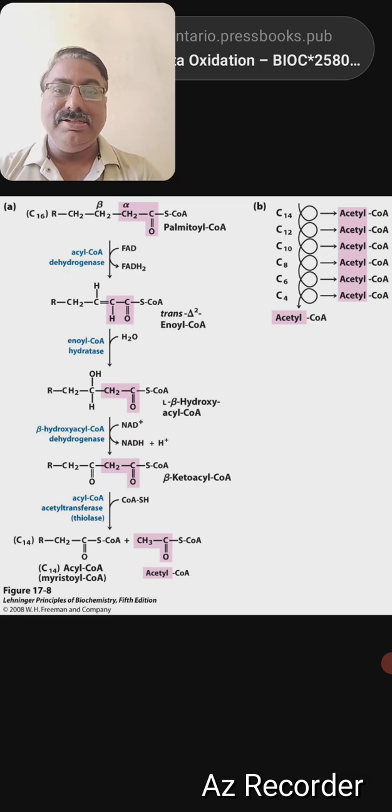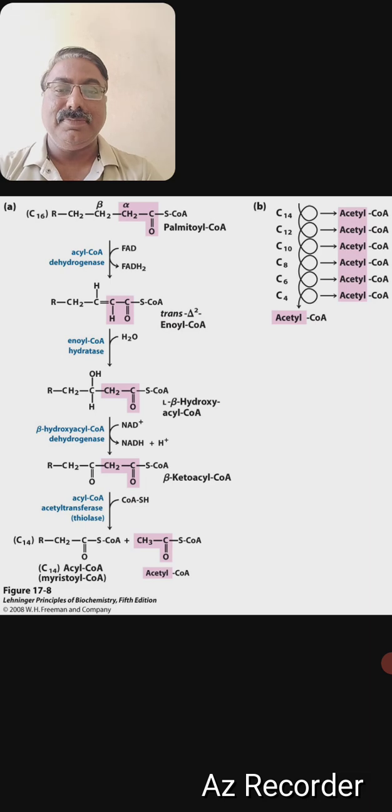The next step is again a dehydrogenase, but here the coenzyme which is acting is NAD, and it gets converted into NADH plus H plus. So in this reaction, 2 hydrogen atoms are removed from the beta carbon atom, and it leads to formation of a carbonyl carbon atom at the beta position. The structure which is formed is called beta keto acyl CoA. Since a keto group is present, C double bond O, the name of the molecule is beta keto acyl CoA.